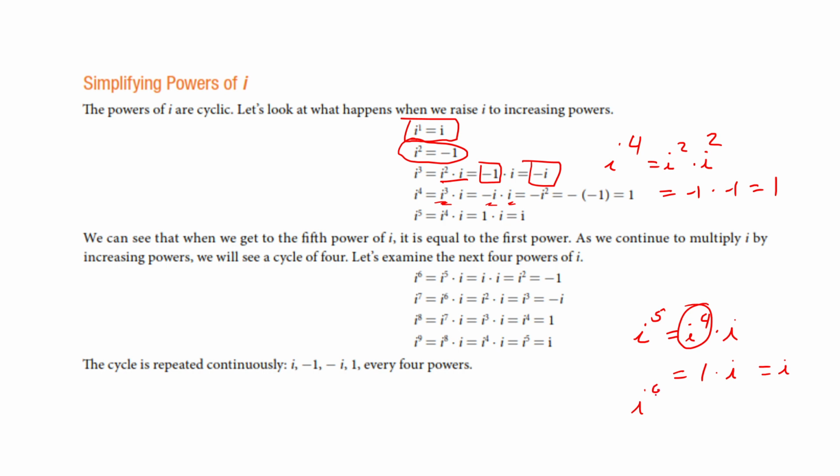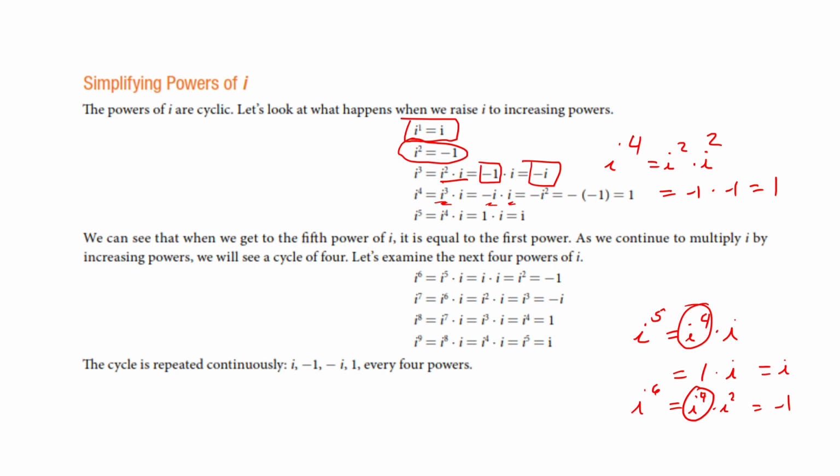And then i to the 6th is going to do the same thing. i to the 4th times i to the 2nd. All of that is just 1 again. So it gets us i to the 2nd, which we already saw is -1. So it just keeps cycling. Every 4, it just keeps cycling back through. There are basically only 4 options. We can get i, we can get -1, we can get -i, and 1. That's it. They're the only options we would get.